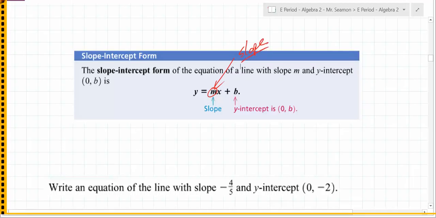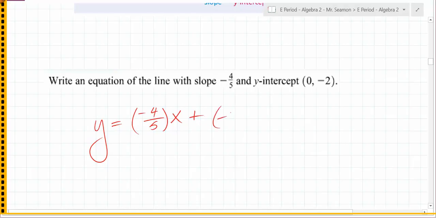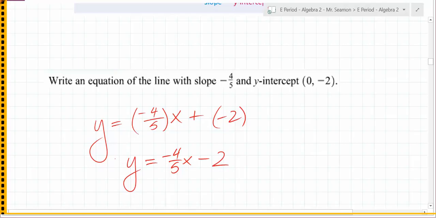So it's going to be -4/5 times x plus what? Plus -2, exactly. So if we simplify that a little bit, what's the equation going to be? Y equals -4/5 x minus what? 2. That would be the equation. You need the x and the y in the equation. You don't substitute anything in yet.